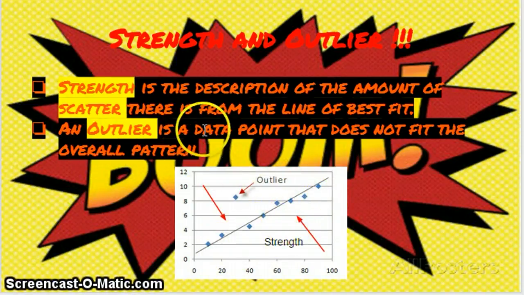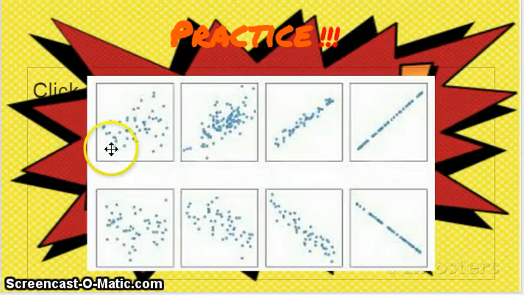And the outlier is a data point that does not fit the overall pattern. So basically, you could think of it as that odd person out. It doesn't go with the line of best fit and is pretty much just sitting over there by itself. Oh, poor outlier. So here's some practice.